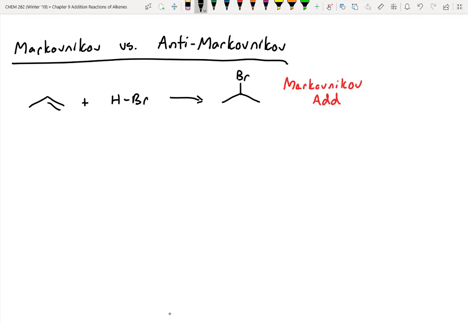However, a lot of other people did these same reactions with HBr and observed something different. They observed the bromine coming off the less substituted carbon. This is called anti-Markovnikov.